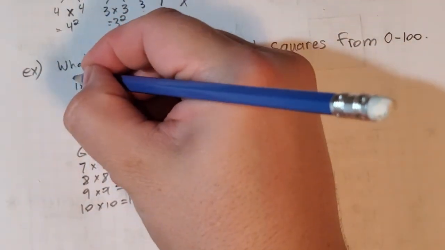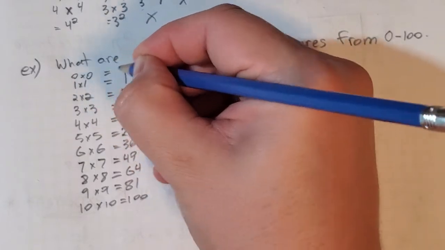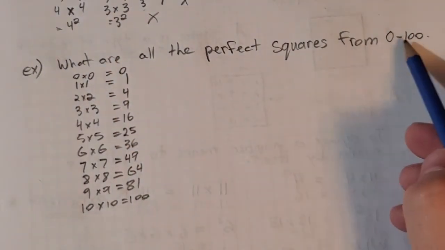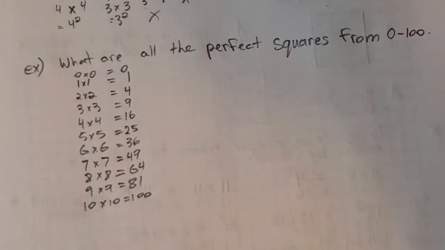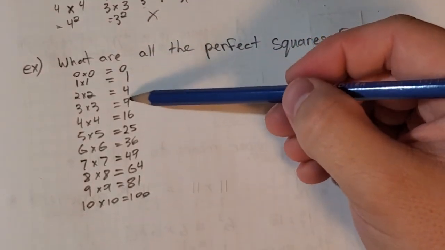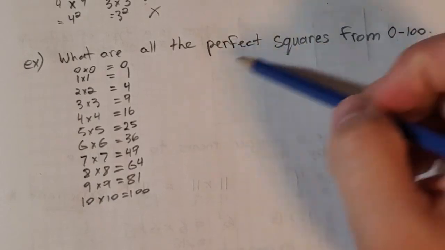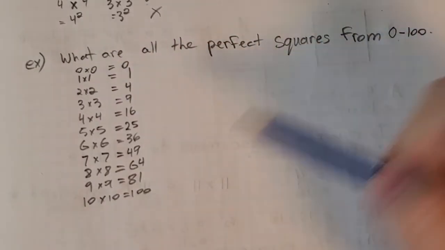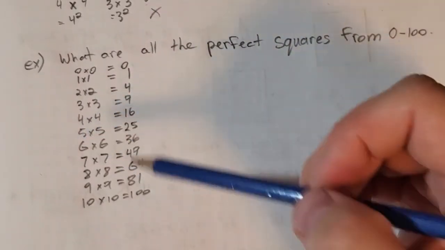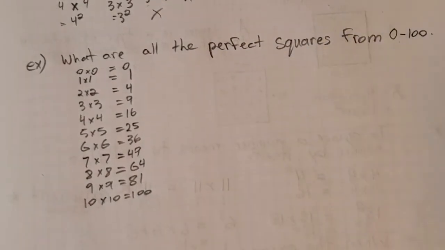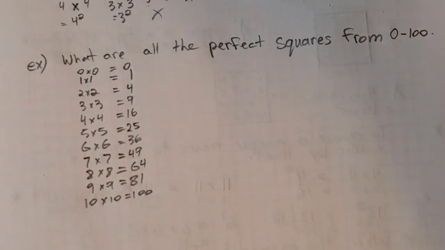What about 0 times 0? I forgot about that one at the start. Is 0. Because it said 0 to 100, not 1 to 100. Any numbers that are in between these products here would not be perfect squares. Why? Because to get there, you'd have to use numbers that aren't the same thing, or use decimals, fractions, those sorts of things. So we're talking about whole numbers here.